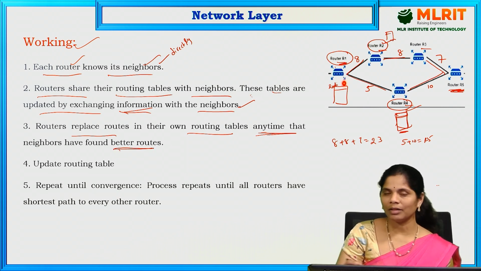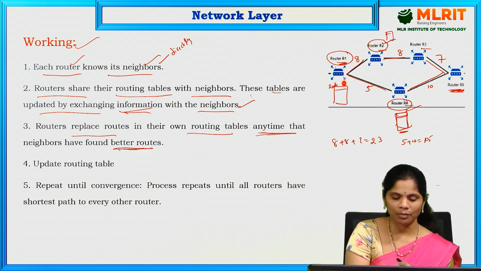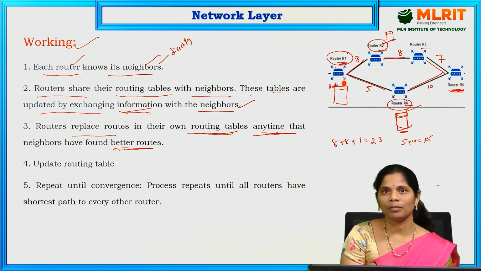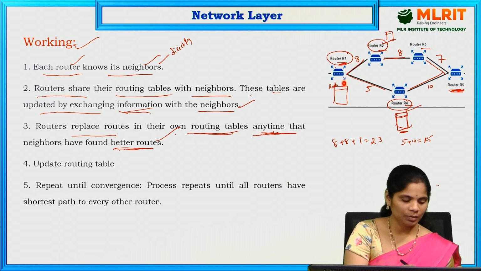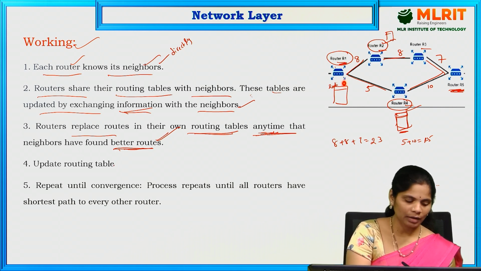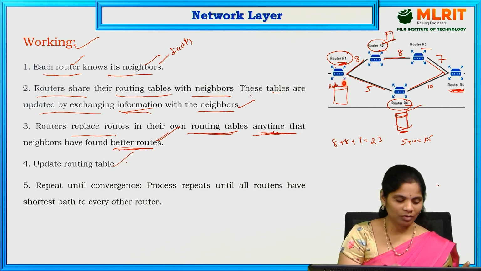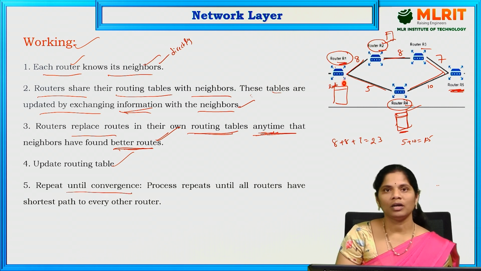Whenever it finds the best route, it is automatically going to be updated. It means the routing tables are updated anytime whenever it finds the best route. That is the condition. Whenever it finds the best route, it will automatically update the routing table. So this process is going to continue.